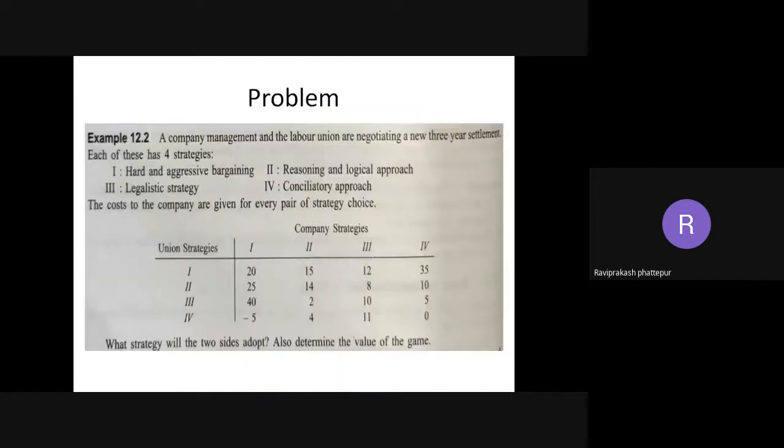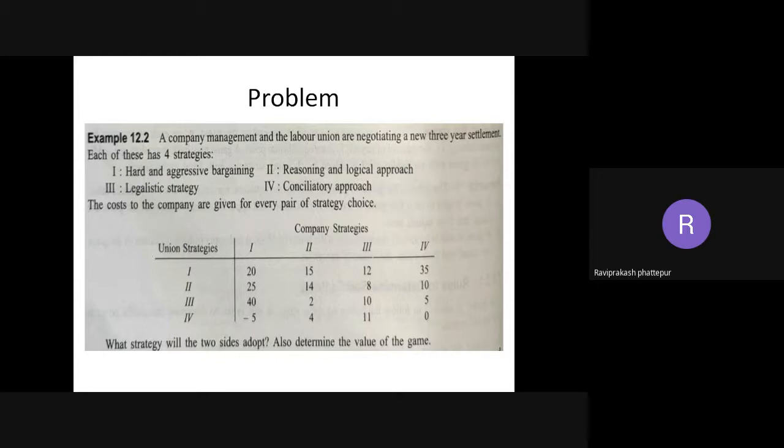So we'll see one more sum. One more problem, if you see what it is. A company management and the labor union are negotiating a new 3-year settlement. Each of these has four strategies: hard and aggressive bargaining, reasoning and logical approach, legalistic strategy, and conciliatory approach. The costs to the company are given for each pair of strategy choices.